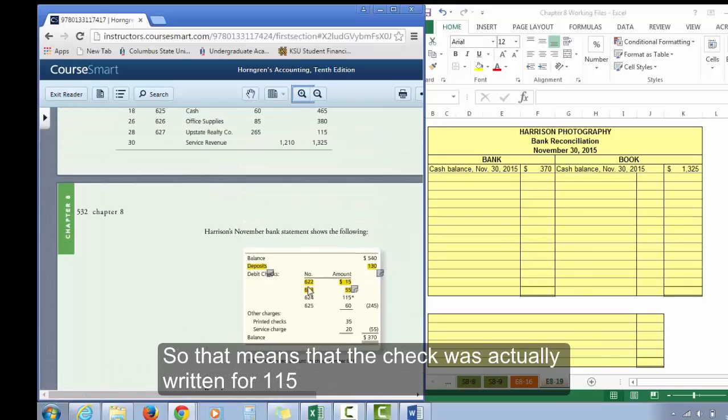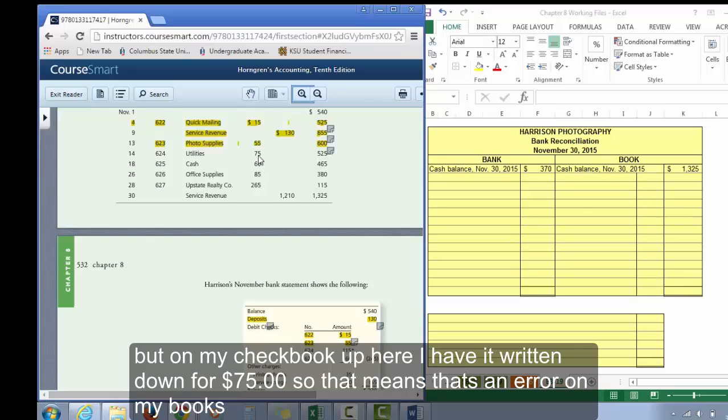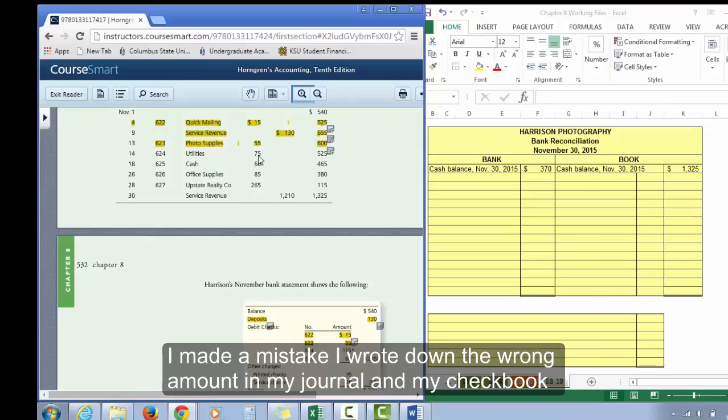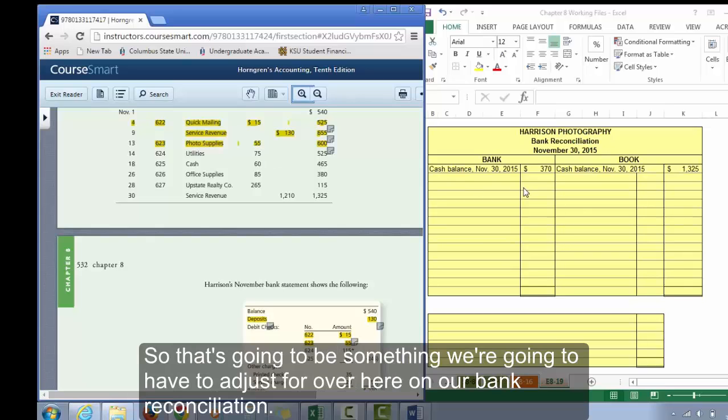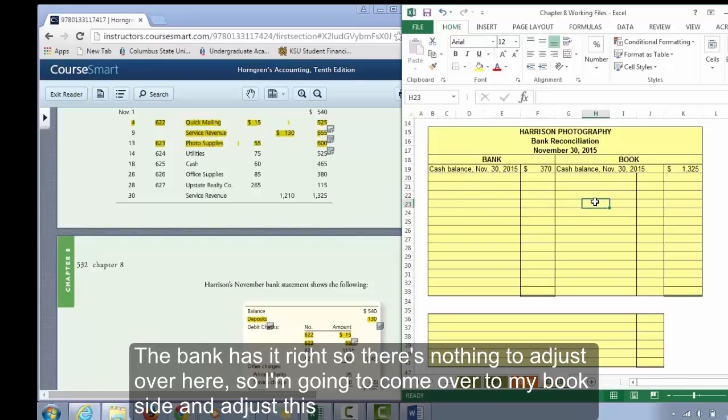All right, so that means that the check was actually written for $115. But on my checkbook up here, I have it written down for $75. So that means that's an error on my books. I made a mistake. I wrote down the wrong amount in my journal and my checkbook. So that's going to be something we're going to have to adjust for over here on our bank reconciliation. So the bank has it right, so there's nothing to adjust over here. So I'm going to come over here on my book side and I'm going to adjust this.